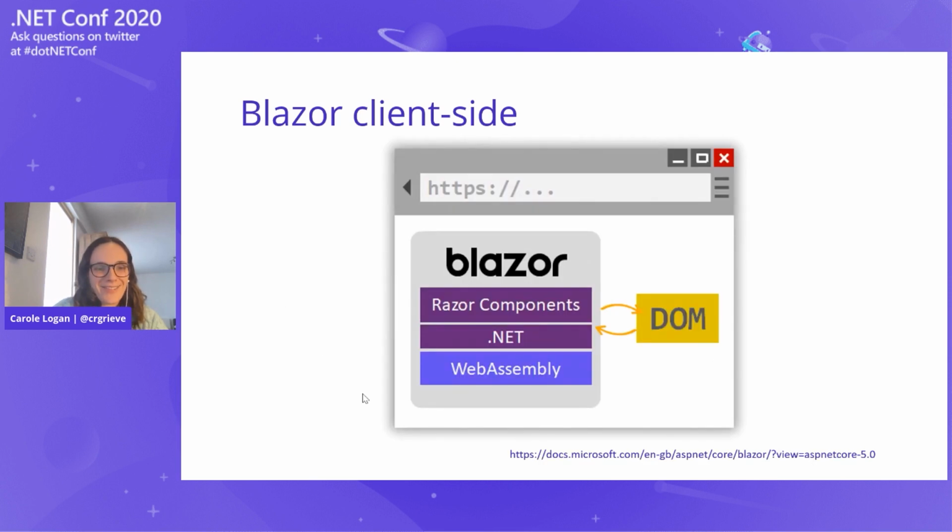And here's a nice diagram. I can't take credit, taking it right from the .NET docs, but they're pretty good. So as you can see, everything here is in the browser, and you've got your Razor components, you've got your .NET code, and you've got WebAssembly all within the browser, with dynamic DOM updates happening as and when we need them to.